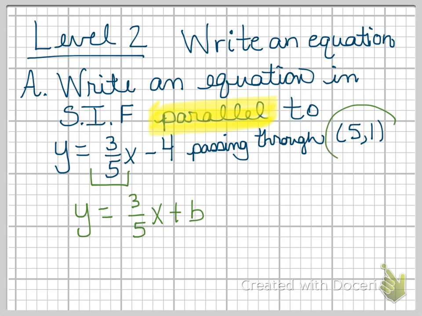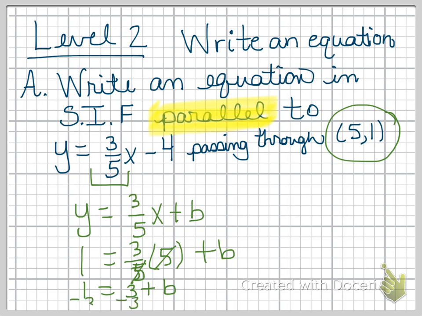And then I know that I'm going to use this point here. So I don't know my y-intercept, but I do know that it has to go through this point of (5, 1). So that means when x is 5, y has to be 1. So I'm going to plug them in, and I'm going to solve for b. So here I have 3/5 times 5. The 5's cancel out. I'm left with just 3. So I have 1 is equal to 3 plus b. And then I want to solve for b. So minus 3, minus 3, I have negative 2 is equal to b.